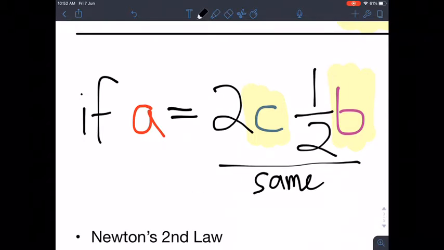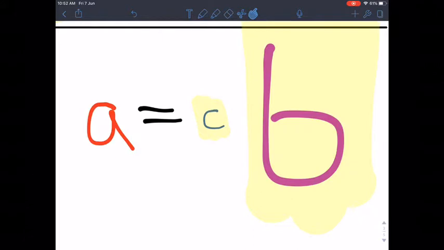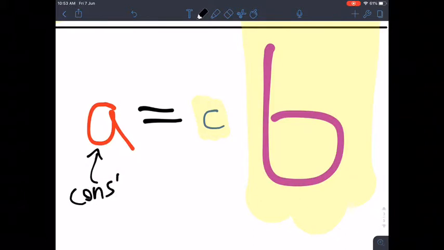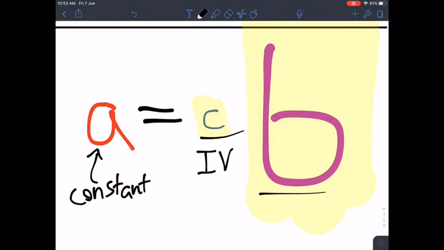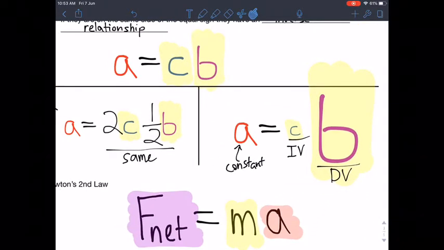Okay? So make sure you've written that down in your notes also. Over here, we have another example. This time, we're saying that this is your constant. And if this was your independent variable, and it's decreasing, then your dependent variable over here is going to increase in order to make your constant remain constant.